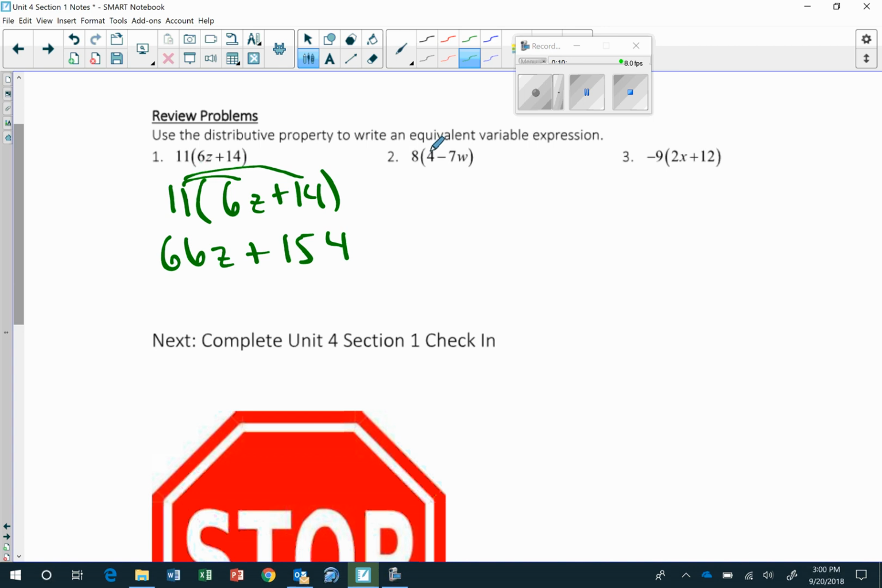For the next one, I'm doing 8 times 4, which is 32. Then I have a subtraction sign, and then doing 8 times 7w, which is 56w. So remember that subtraction sign needs to come down with it.